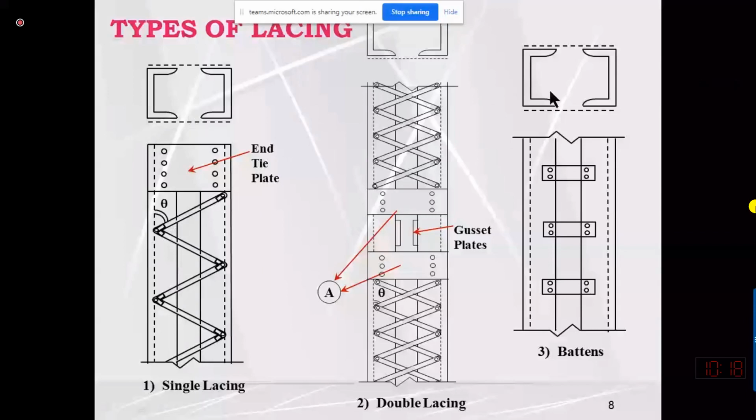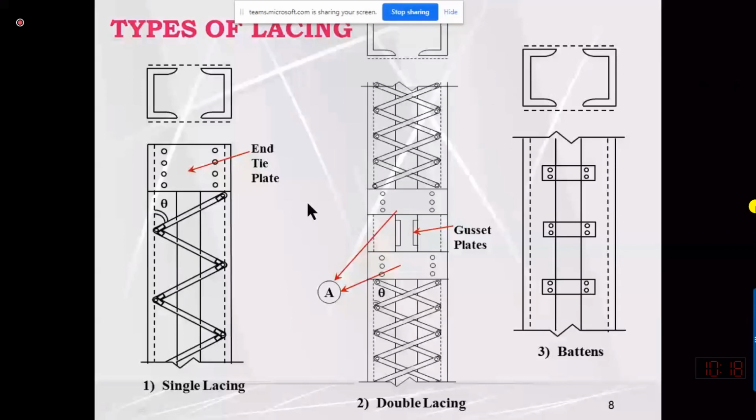Here we can also connect two channel sections with steel plates which connect both channels in the transverse direction. This is called a batten, and the members which are provided in an angular pattern are called lacing. We will study the design of built-up sections and lacing design in detail in compression members.